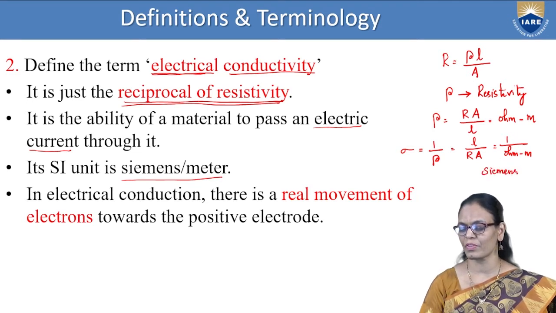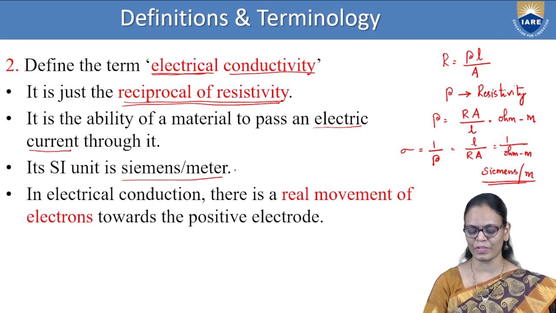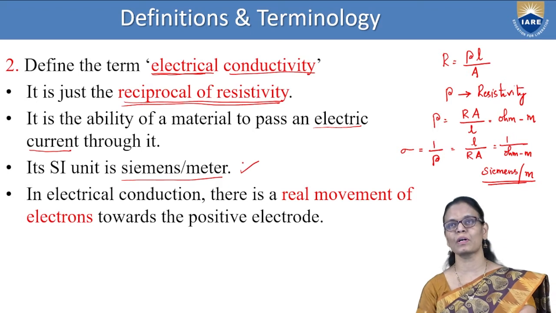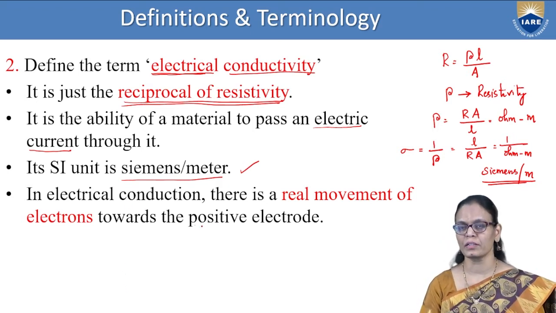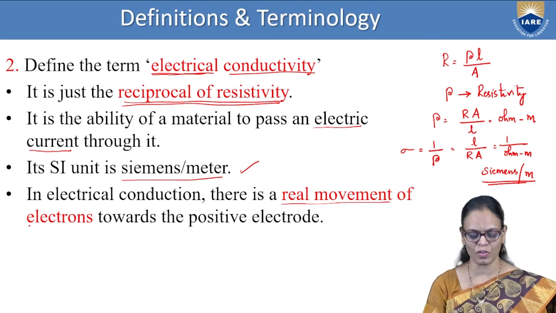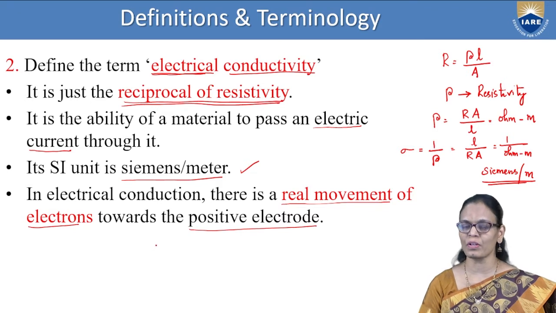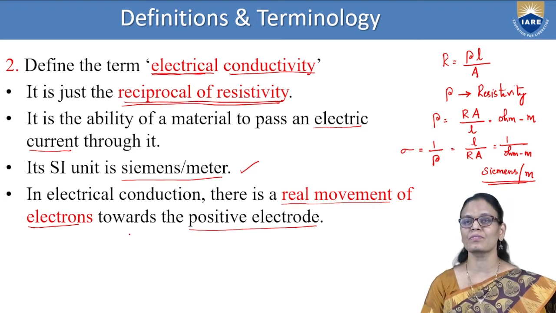So the other term we are using here is Siemens per meter. So that is why we are using the unit Siemens per meter. In electrical conduction, there is a real movement of electrons towards the positive electrode. So we know whenever we see in a circuit where there is flow of electrons, there is current. And how do the electrons flow? They flow towards the positive electrode and thus constitute the current.